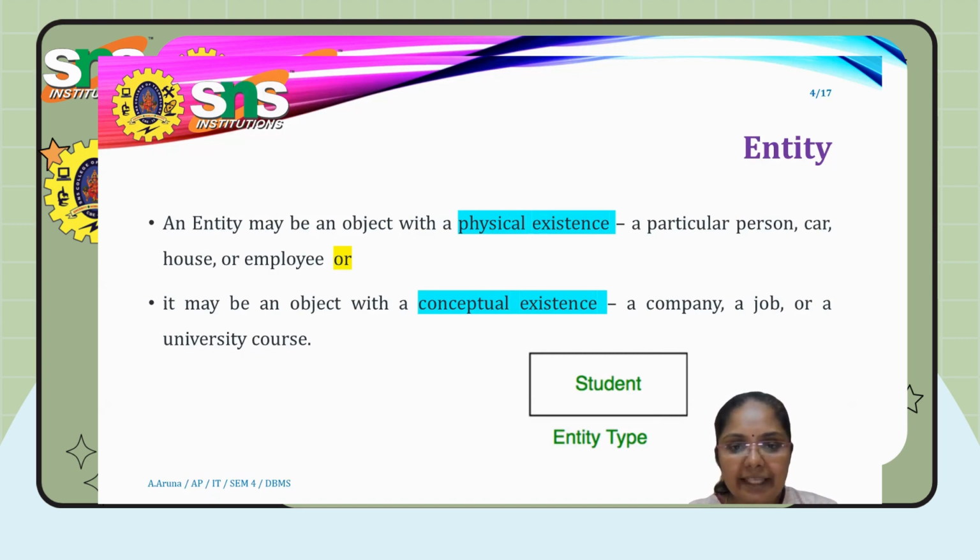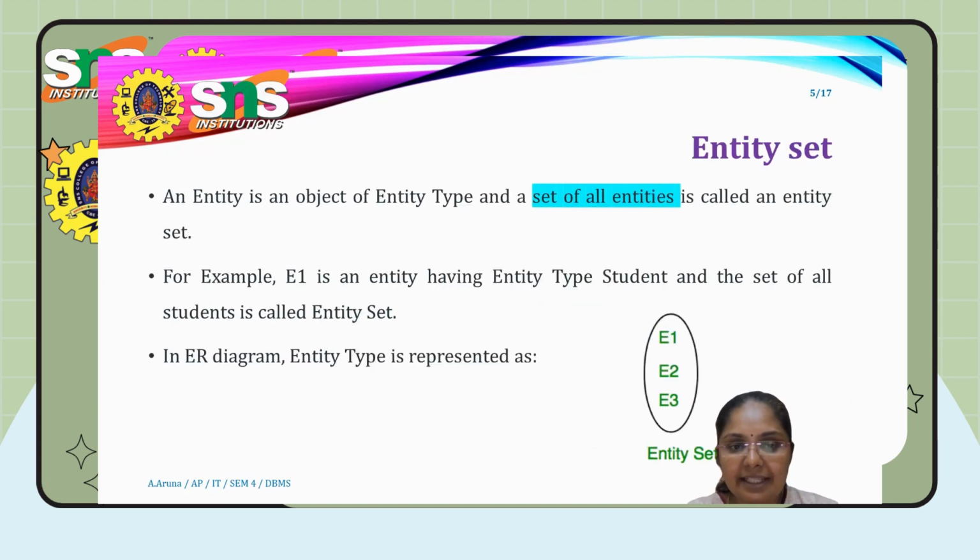The second kind is conceptual existence. Conceptual existence means company, job, university courses. It exists, but we are not able to see the thing. So that is called a conceptual existence. This entity we draw as a rectangle box. This is called an entity.